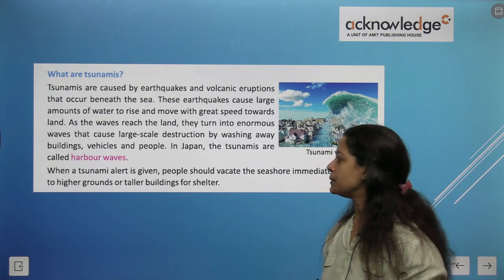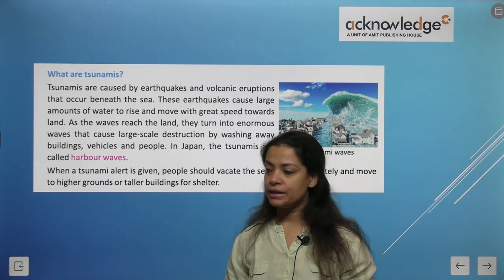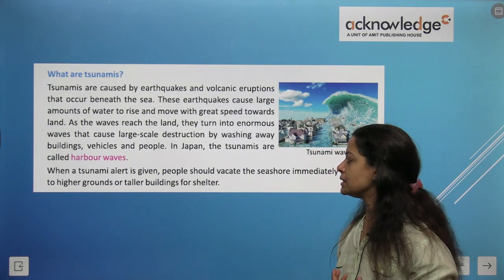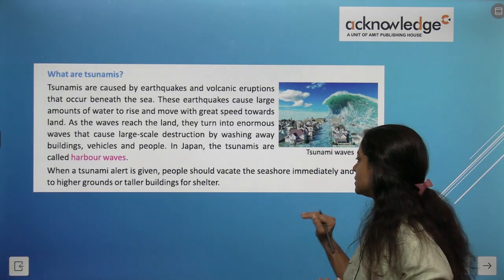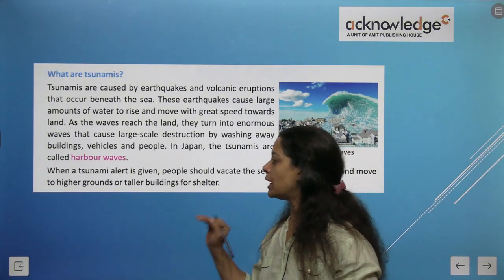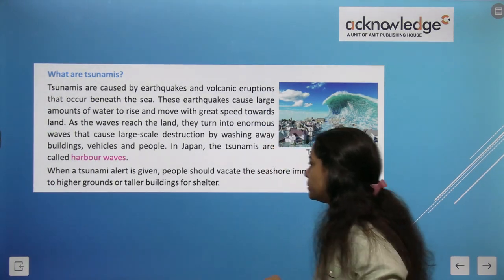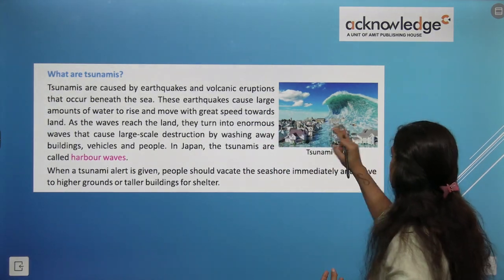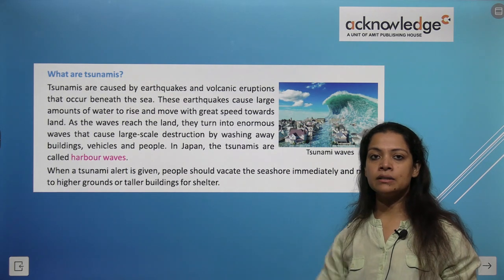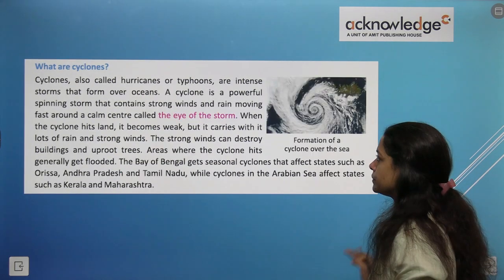In Japan, the tsunamis are called harbor waves. When a tsunami alert is given, people should vacate the seashore immediately and move to high grounds or taller buildings for shelter. So they are so high that they cover the entire city under their wave.